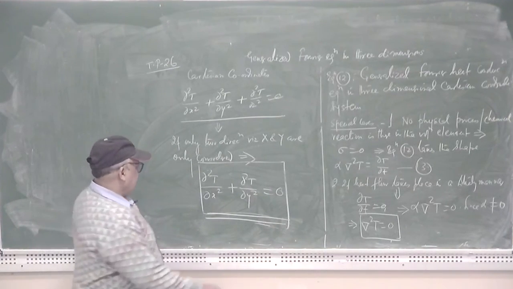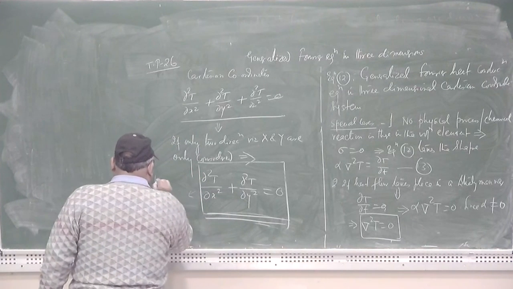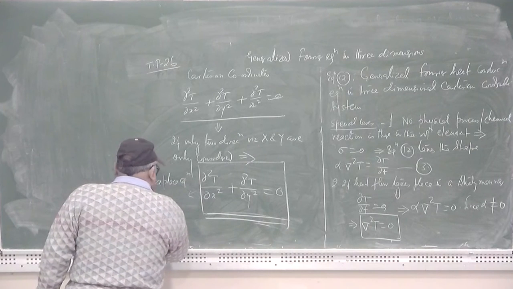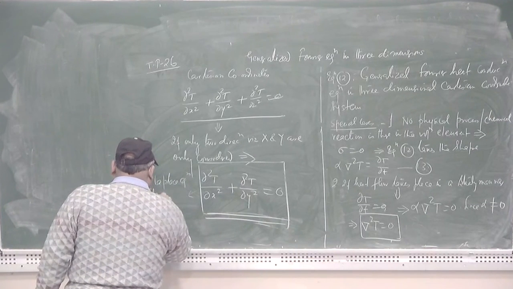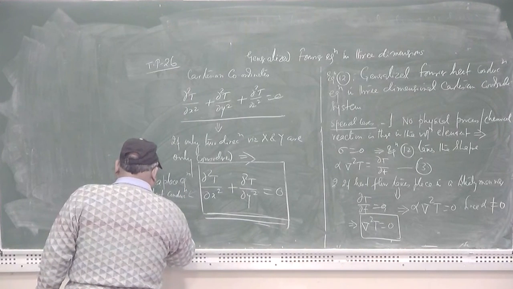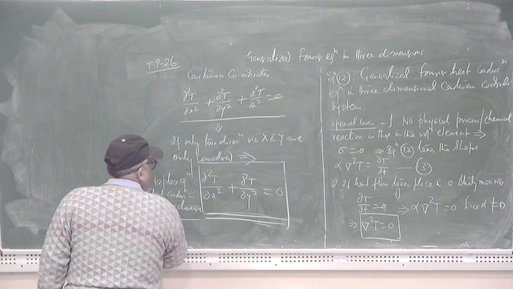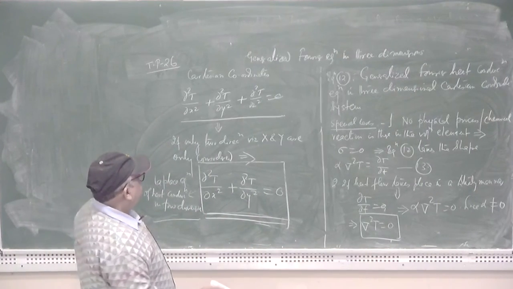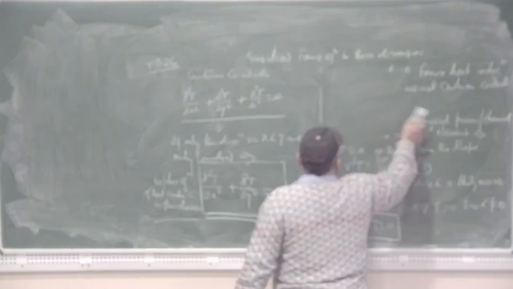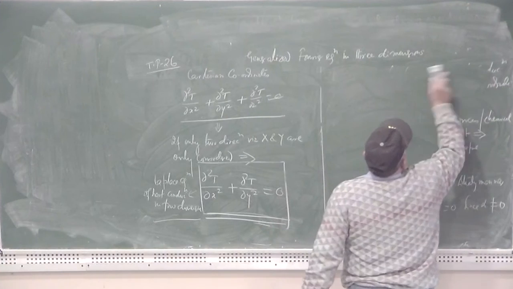So, this equation is called the well known Laplace equation of heat conduction in 2 dimensions. So, I am going to suggest you that this is the description of the generalized Fourier equation in 3 dimensional Cartesian coordinate system.